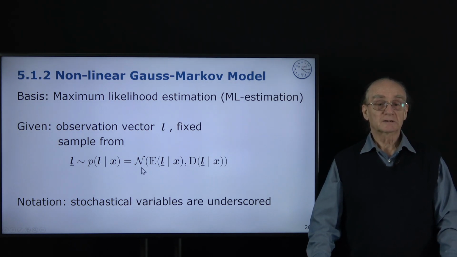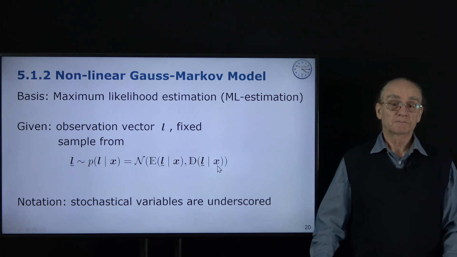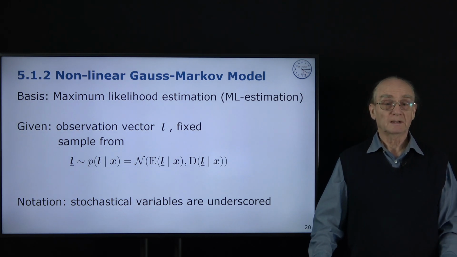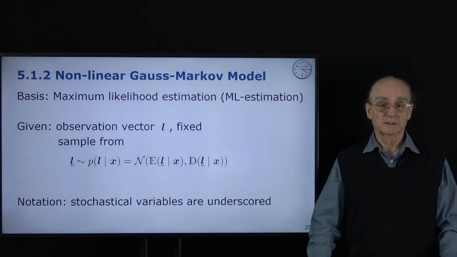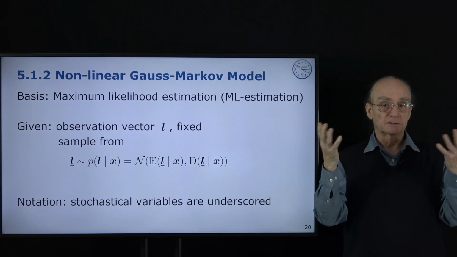Now, this means we fix the mean value, which is then non-linearly dependent on x, and we have the covariance matrix, which may depend on x, and we assume a normal distribution. So this would be our setup. Observe that we have here an underline. That means if we have a stochastical variable which is distributed following this distribution, we underline the variable. If you have a sample of this variable, we don't underline it because it's not stochastic anymore. If you do a reading of a coordinate on a coordinate measurement machine, you get a certain number and that's fixed.